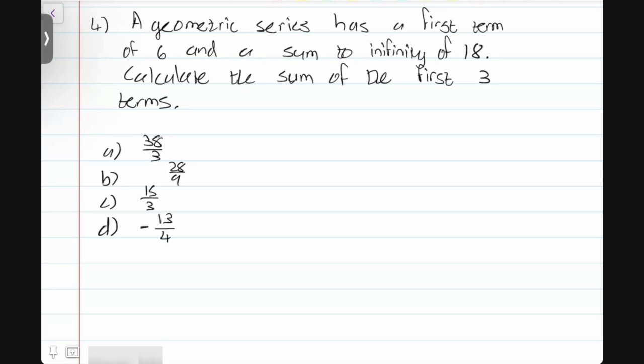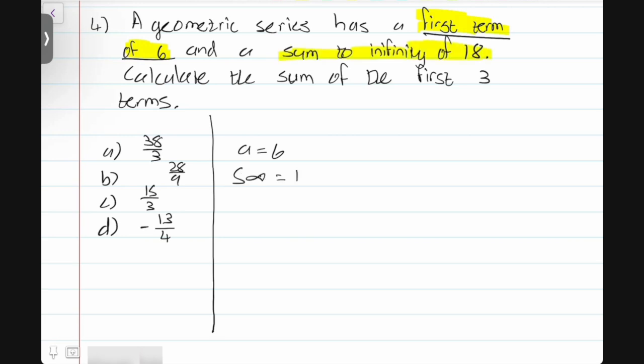Let's get started here. I haven't gotten an answer yet, which is a little concerning. So let's see how we're supposed to think about this, obviously without the use of a calculator, and the process we're going to use. Start off here. A geometric series has a first term of 6, so our A value is equal to 6. The sum to infinity is 18.